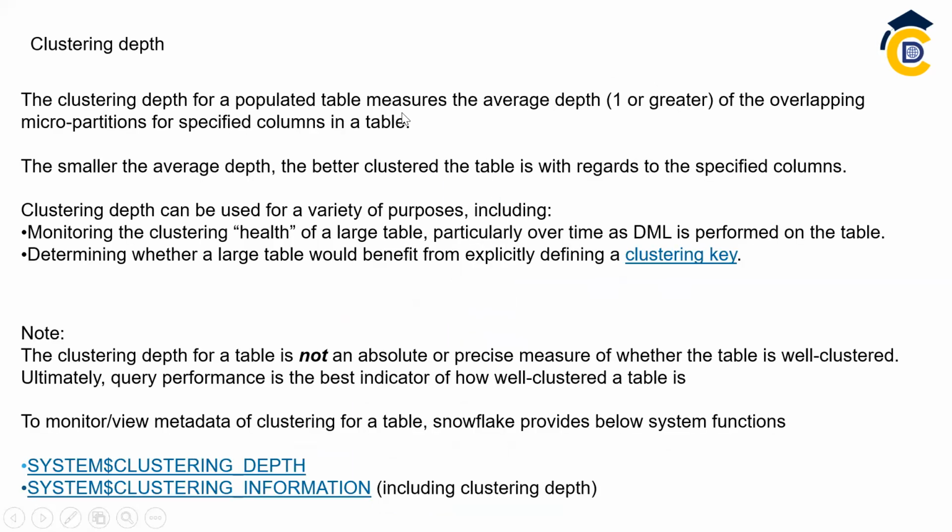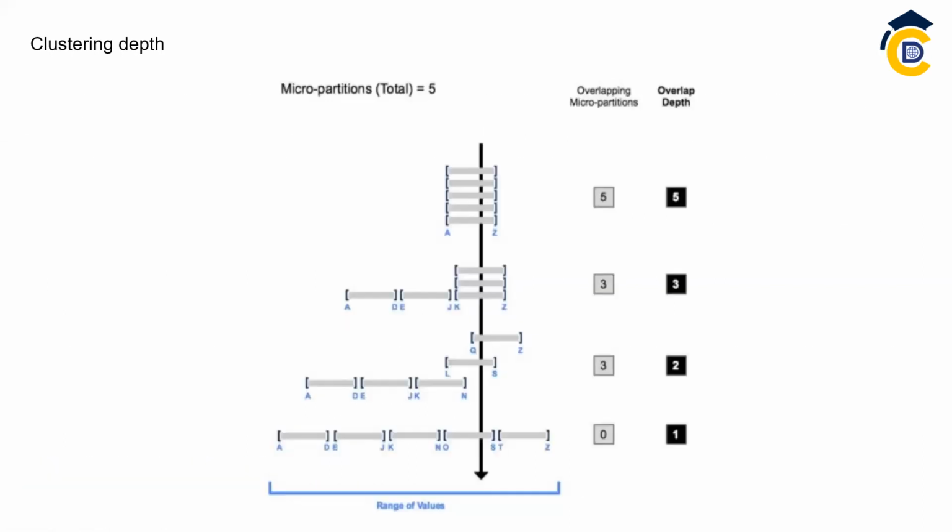See, the clustering depth for a table measures the average depth of the overlapping micro-partitions for specified columns in a table. So depending on how many micro-partitions are overlapping, the depth is also decided. Here 5 micro-partitions are overlapping and they have different values also. That is why the overlapping depth is 5.